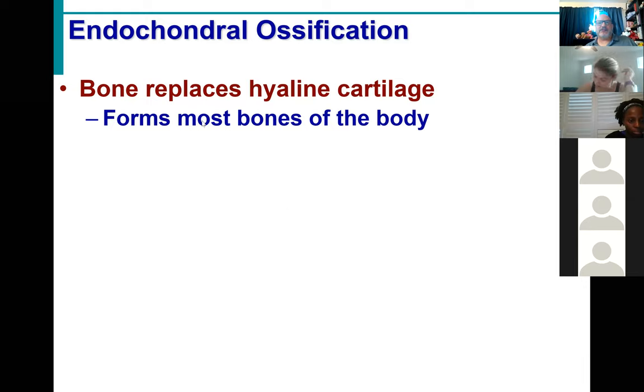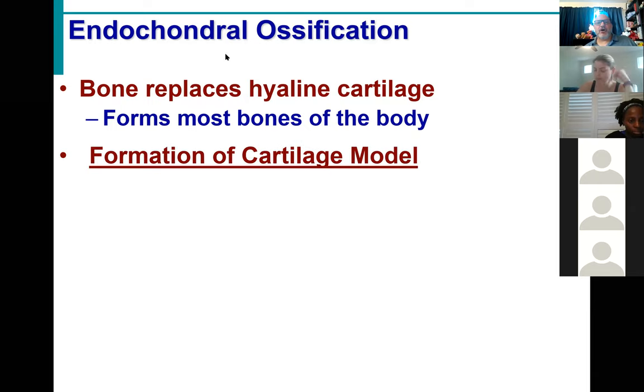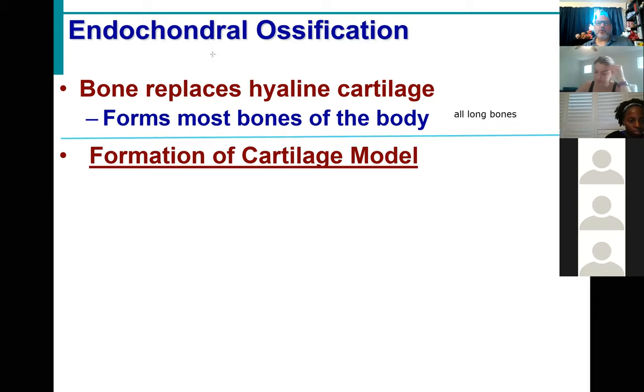Endochondrial ossification is how we form most of the bones of the body, including all of our long bones. So we know the anatomy of our long bones very well. So that is what we're going to look at, the long bone and the long bone formation. However, before we can talk about endochondrial ossification, first we have to talk about how we make cartilage models.